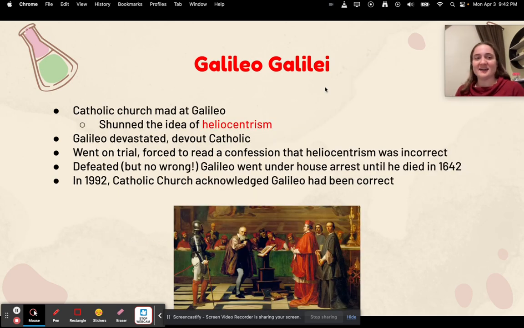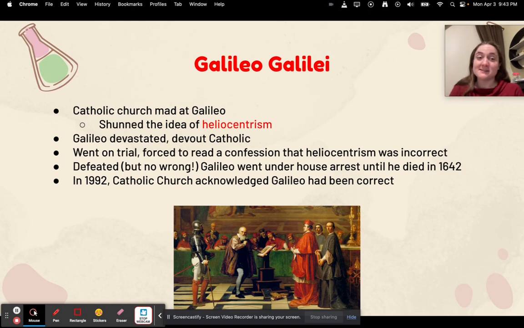All right, Galileo Galilei. So the church was super mad at Galileo, because they totally shunned the idea of heliocentrism. And here comes Galileo saying, "Oh yeah, it's real." And Galileo was really devastated because he was a very devout Catholic, and he's like, "But my scientific studies showed that heliocentrism is true, but the church won't accept it." Like he was totally split on the topic.